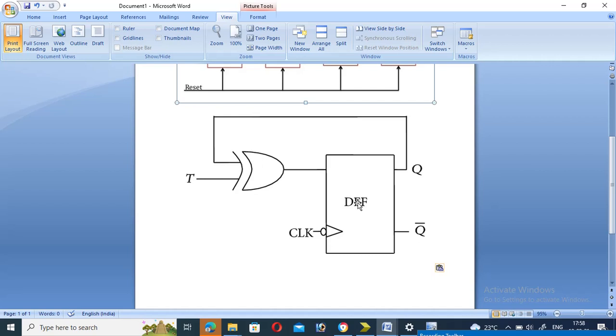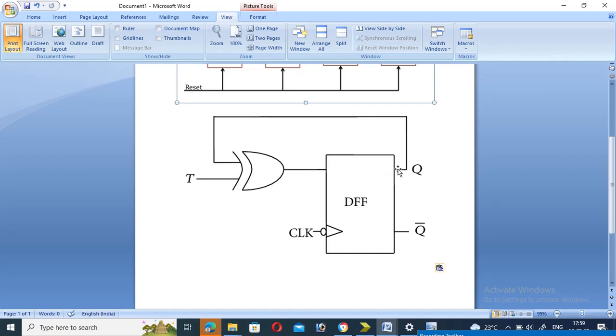It is a block diagram representing the D flip-flop, and Q is the output. The output Q of the D flip-flop is connected to the input of the XOR gate, and T is the other input of the XOR gate, whose output feeds the D flip-flop. The total combination acts as a T flip-flop.